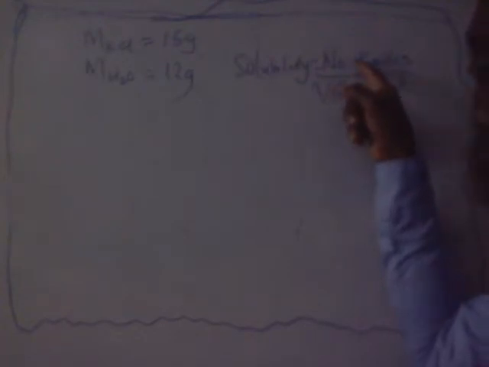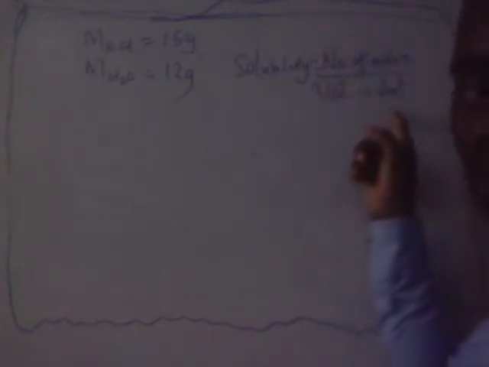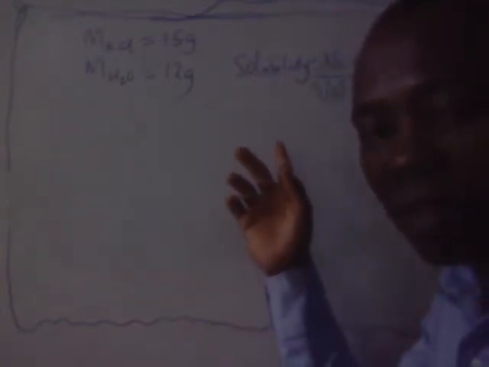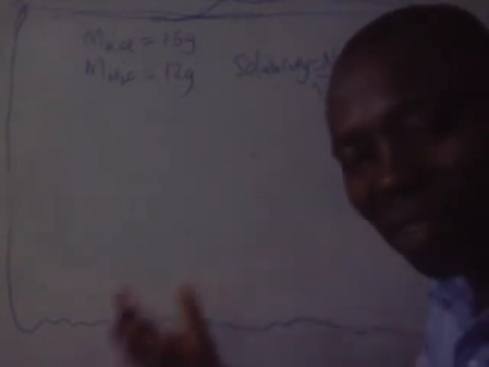We can also have solubility as mass of the solute all over volume of the solvent. In that regard, it will be in gram per dm cube. So let's work in moles per dm cube as the solubility: the number of moles of the solute, the number of moles of potassium chloride, over volume of the solvent.